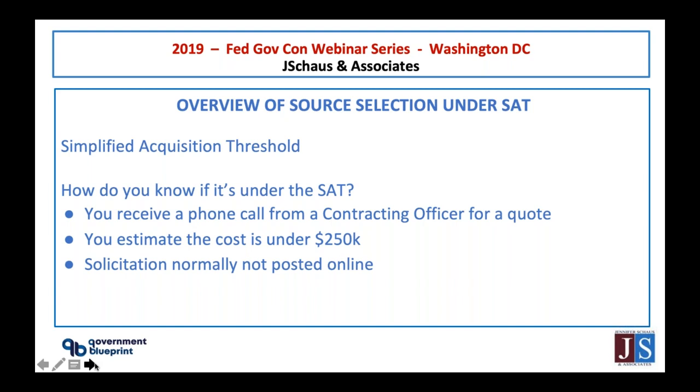You can actually estimate if something's under the SAT. The RFQ will always say it's under the simplified acquisition threshold. In the government, it's normally your entry-level contracting specialists who do simplified acquisition awards. There's a specific group that does that, and all they do all day long is grab three quotes and make an award. A lot of these requirements are sometimes posted on the government's forecast. Sometimes they're posted online, and FBO is used heavily for anything under the SAT. Next slide.